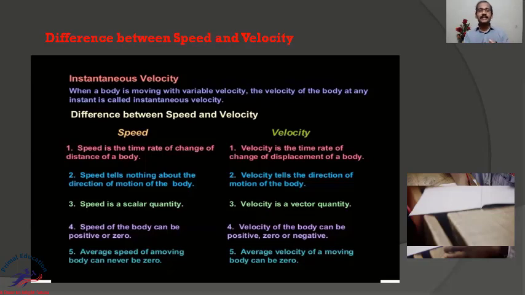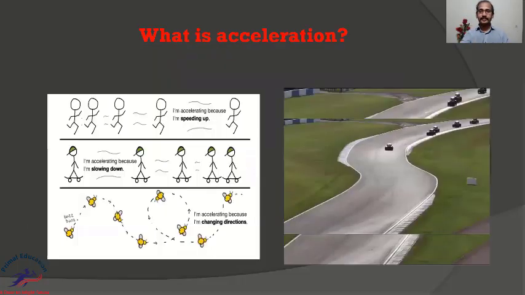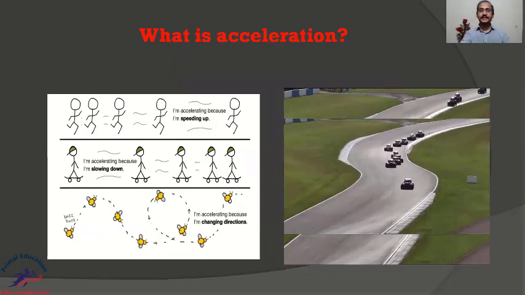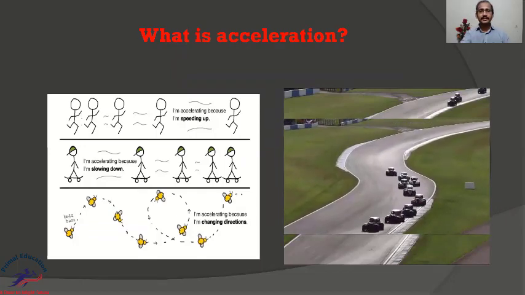Now, the average speed of a moving body is never zero. Average speed is never zero, but average velocity can be zero if it starts and ends at the same point. Now, acceleration. What is acceleration?